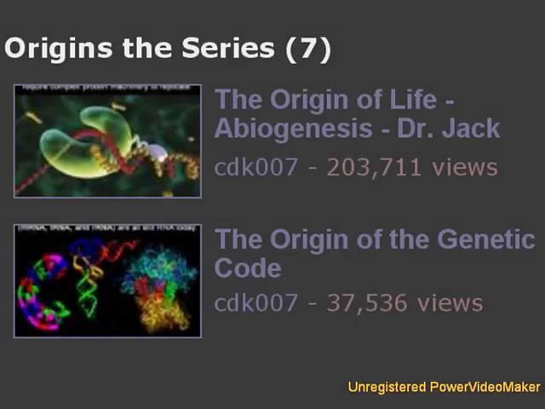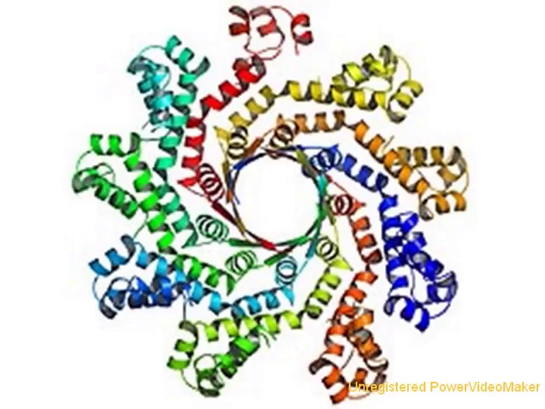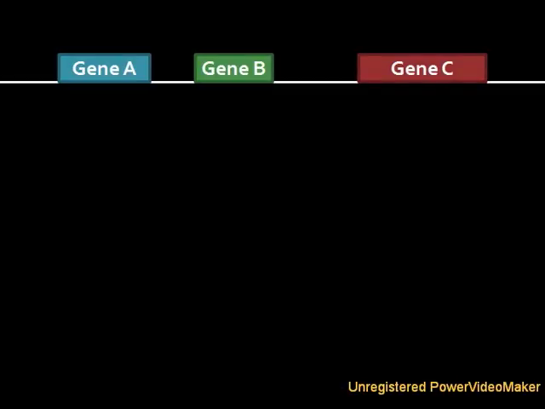In two previous videos, The Origin of Life Abiogenesis and The Origin of the Genetic Code, I covered how the first genes, the ancestral genes, originally formed. But this doesn't explain where the 20,000 some genes required to make a human from a bacterium came from. How does nature, through blind, unintelligent processes, form something so improbable? Well, the first answer is actually quite easy.